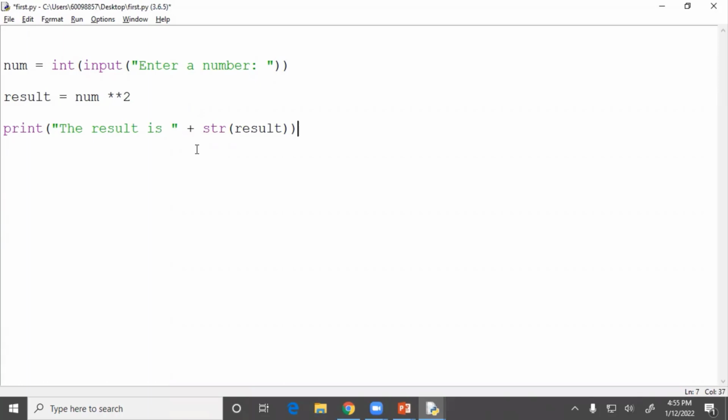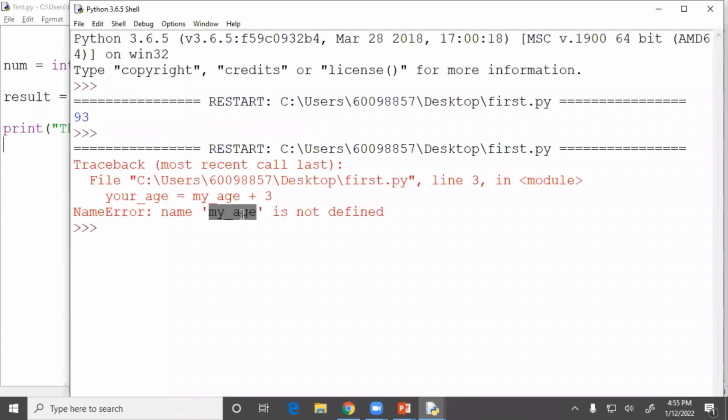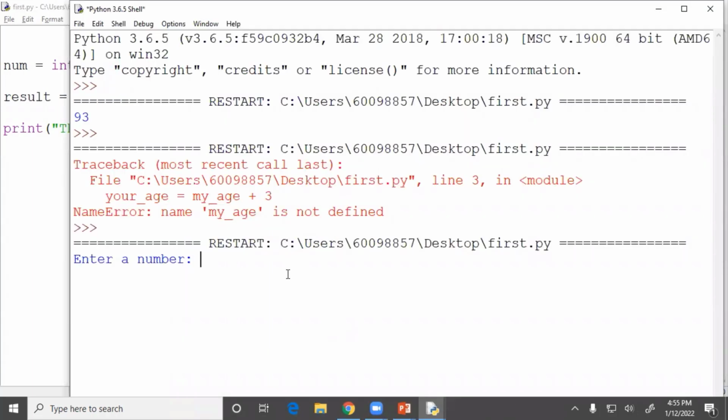When I enter a number, what's going to happen? It's going to get this number and do a square of it, and the result is going to be put inside a new variable called result. And then what's it going to do to the result? It's going to print. So let's run it, and as you can see, it's going to ask me to enter a number. Let's enter 4. What do you expect the result is going to be? If I press enter, the result is 16.